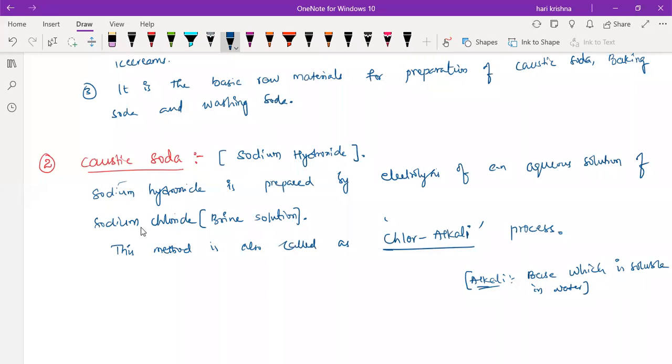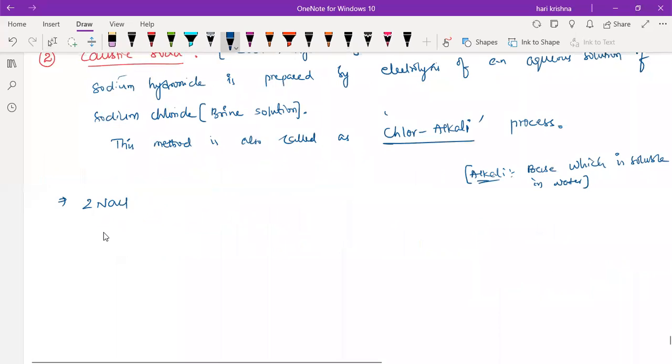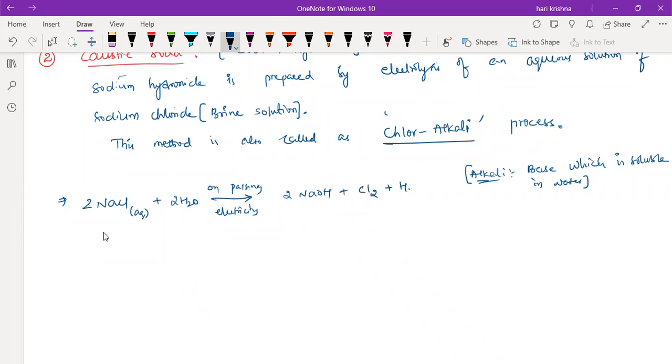So chlor-alkali process, because after the preparation of sodium hydroxide, we'll get chlorine as a byproduct and alkali, that is sodium hydroxide, as the main product. The main equation part is this: 2NaCl in aqueous form, plus water, upon electrolysis. Electrolysis means on passing of electricity, you'll get sodium hydroxide, that is caustic soda, along with chlorine gas and H2 gas.